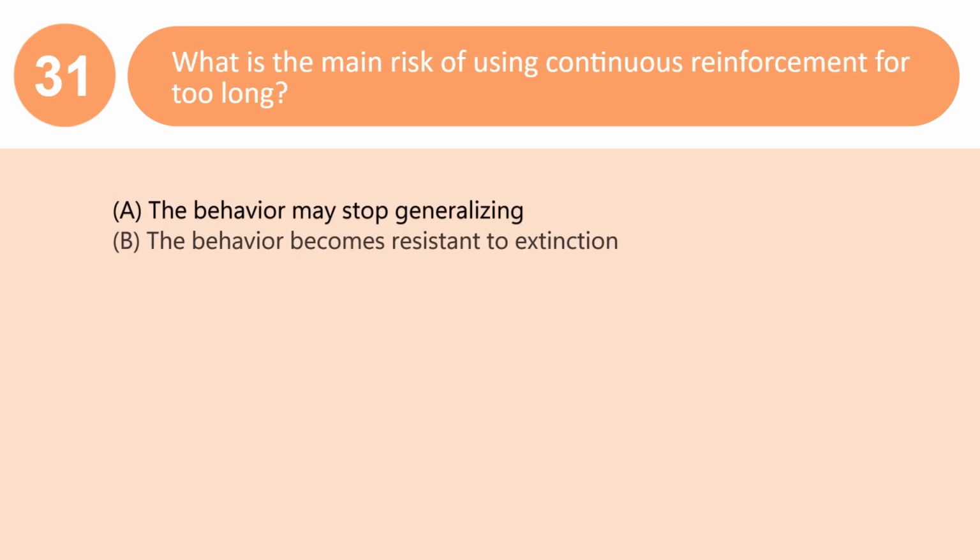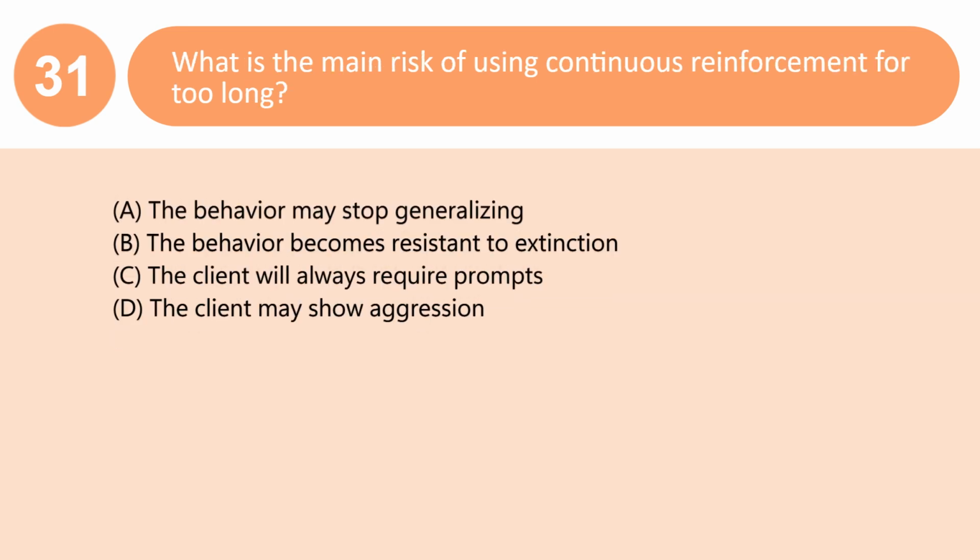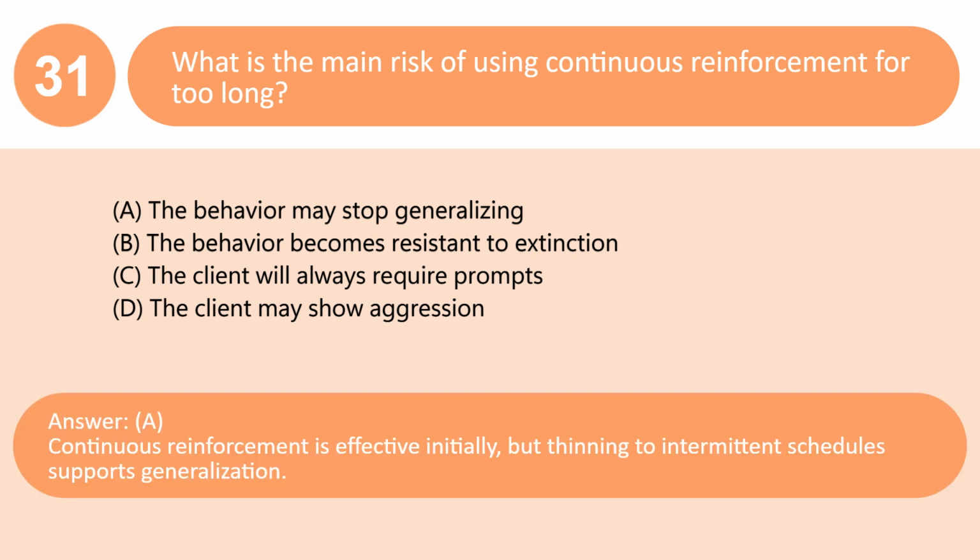What is the main risk of using continuous reinforcement for too long? A. The behavior may stop generalizing. B. The behavior becomes resistant to extinction. C. The client will always require prompts. D. The client may show aggression. Answer A. Continuous reinforcement is effective initially, but thinning to intermittent schedules supports generalization.